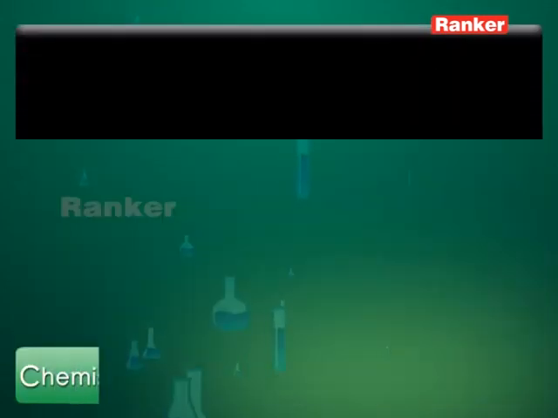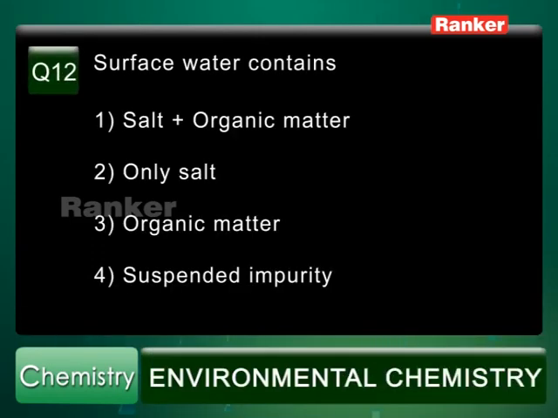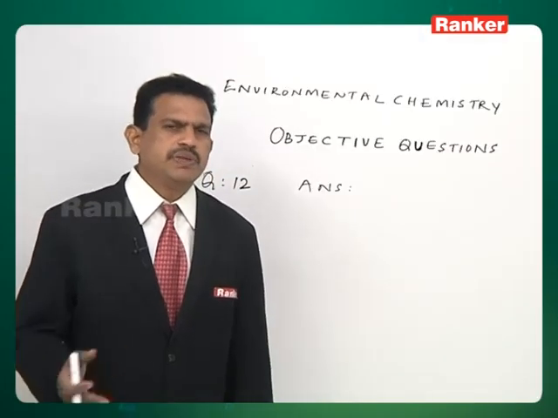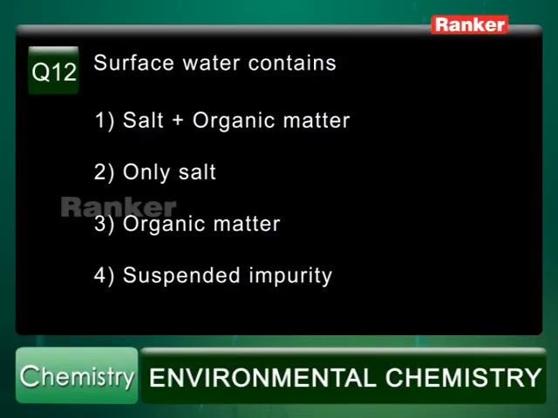Question number 12. Surface water contains: option 1, salt plus organic matter, 2, only salt, 3, organic matter, 4, suspended impurities. Surface water consists of organic matter mixed up with salt. So we can go for option 1.